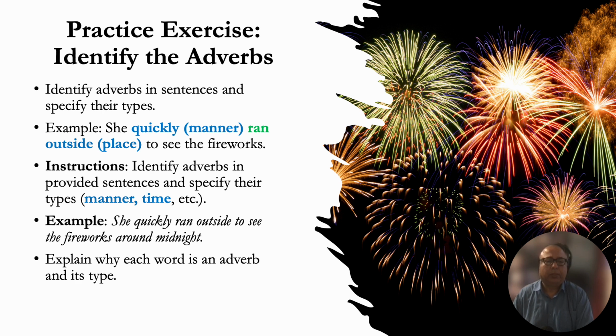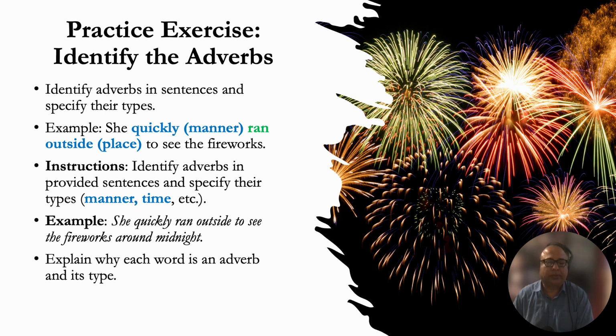So here is one mini exercise for you. Identify the adverbs. For example, she quickly ran outside to see the fireworks. So quickly is an adverb of manner. Ran is a verb. Where did she run to? She quickly ran outside. So outside is a place. Why did she run outside? She wanted to see the fireworks. Okay? So I need you to do the same as I have done. Identify adverbs in the sentence that I've given you below and specify their type. So just as I did, quickly is an adverb of manner, and outside is an adverb of place.